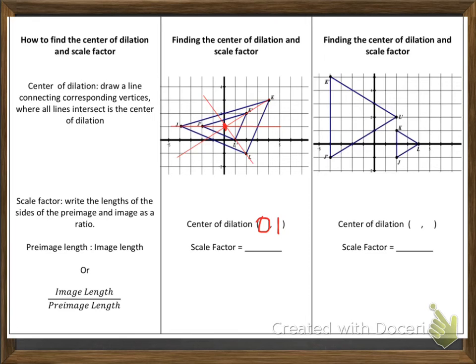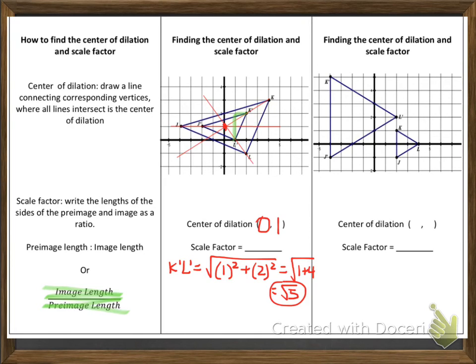And then to find the scale factor, we're going to use this formula down here, which is image length over pre-image length. So I need to find the length of one of the sides, the image side, remember, which is afterwards, and I need to find the length of one of the pre-image sides, and I'm going to put them together in a ratio. So I'm using the distance formula for this part. I found the distance of K prime L prime, which is the image length, and because I had a run of 1 and a rise of 2, I went and plugged those into my formula using the shortcut that we've been talking about recently. And I find that K prime L prime is square root of 5.